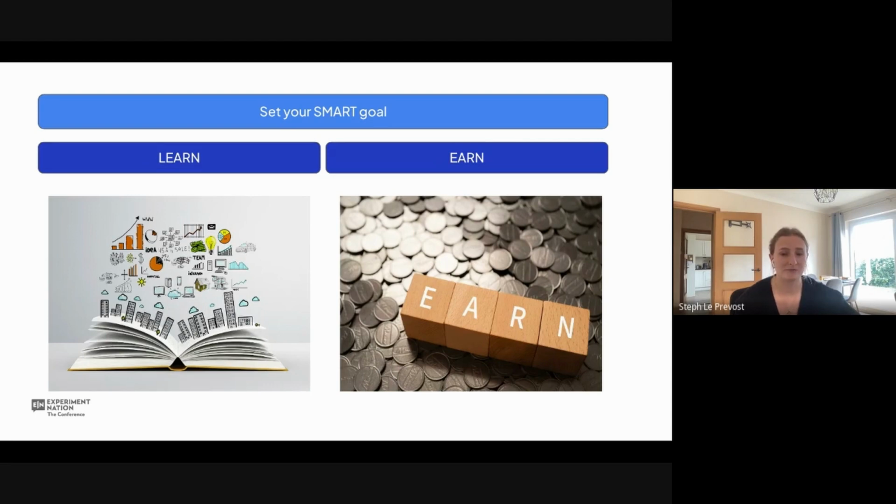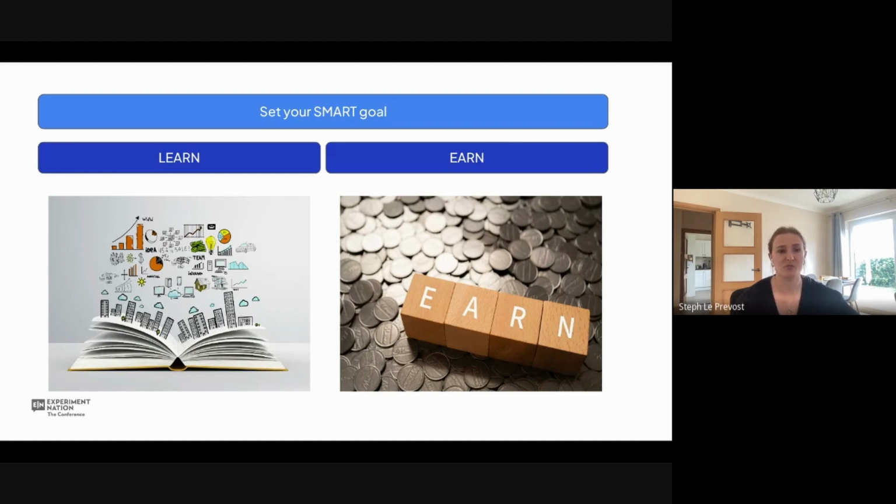Now, this is normally a revenue focused goal. It's normally a return on investment goal, so that people can really understand the value of experimentation in a monetary format. So setting a SMART goal, I think, is a really good way to get that investment and to prove to people why experimentation is important.